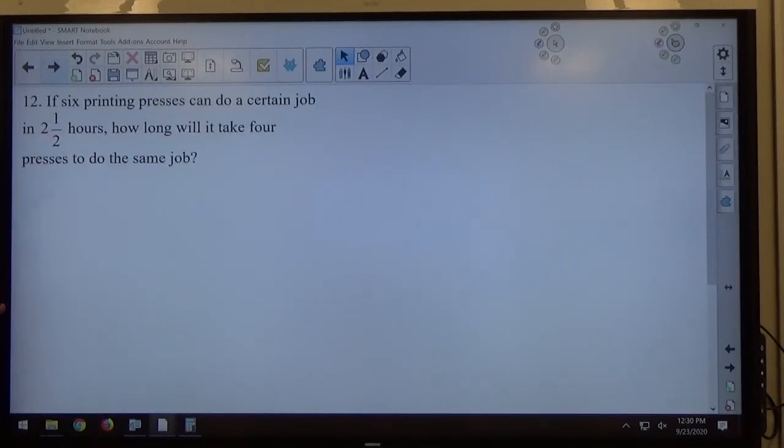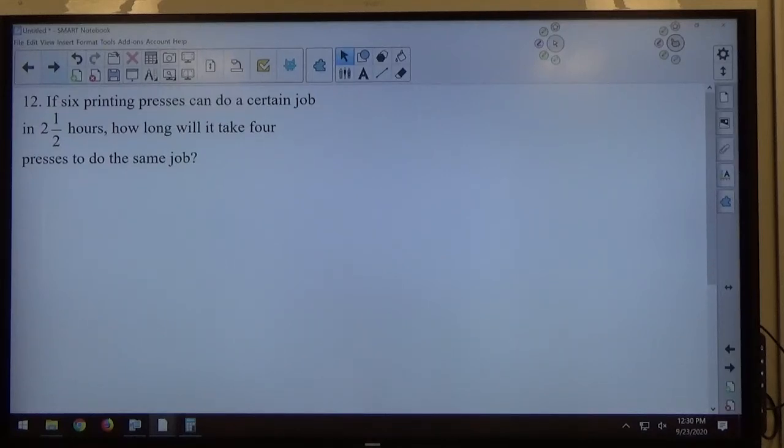Number 12, if 6 printing presses can do a certain job in 2.5 hours, how long will it take 4 presses to do the same job? So look at this one. Again, think about direct relationships that I just talked about. When one number gets bigger, the other number gets bigger. When one number gets small, the other gets smaller, right? This is an inverse relationship. If I have a job to do and I'm one person doing it, and then I have the same job to do and I got more people doing it, it's going to take less time with more people or more time.